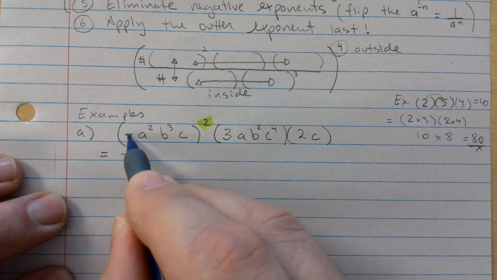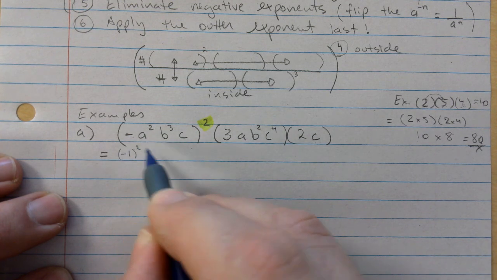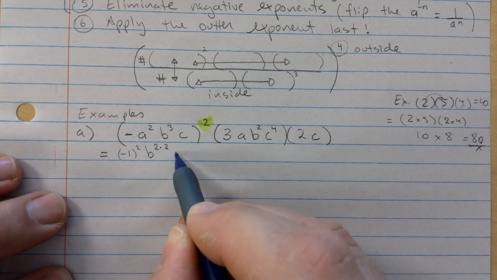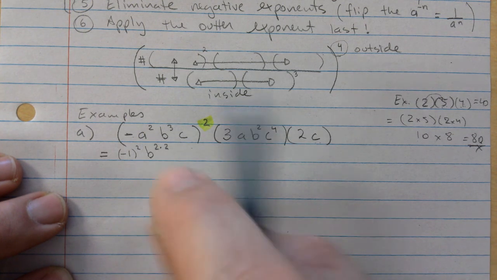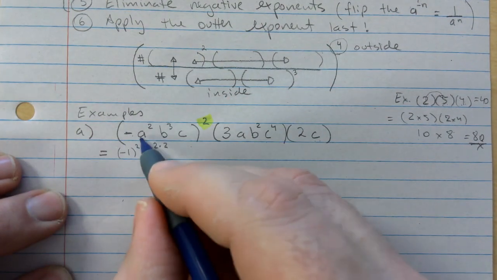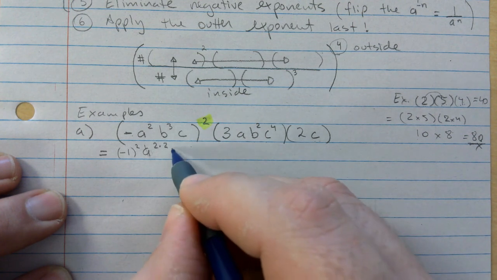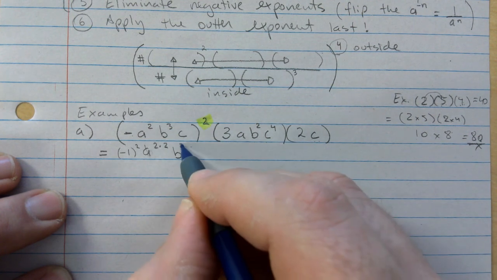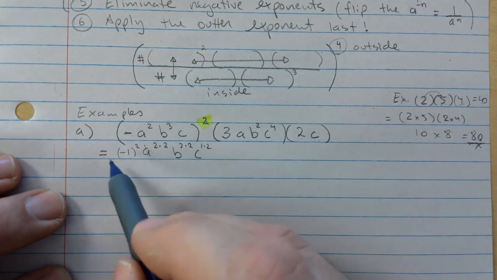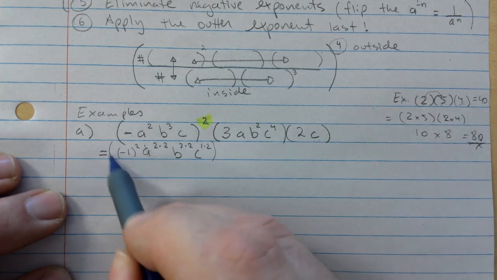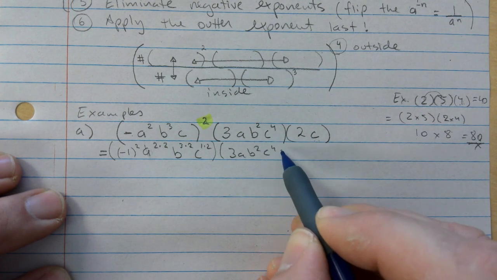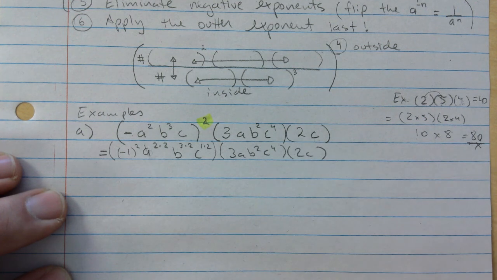So this negative, I'm going to actually make it -1 squared. And that's b 2 times 2. Sorry, that's an a. A, right? A 2 times 2. B 3 times 2. C 1 times 2, if you want to look at it that way. Right, and I'm going to put that in brackets like that, and I'm going to copy down everything else because I don't want too much here. Okay.